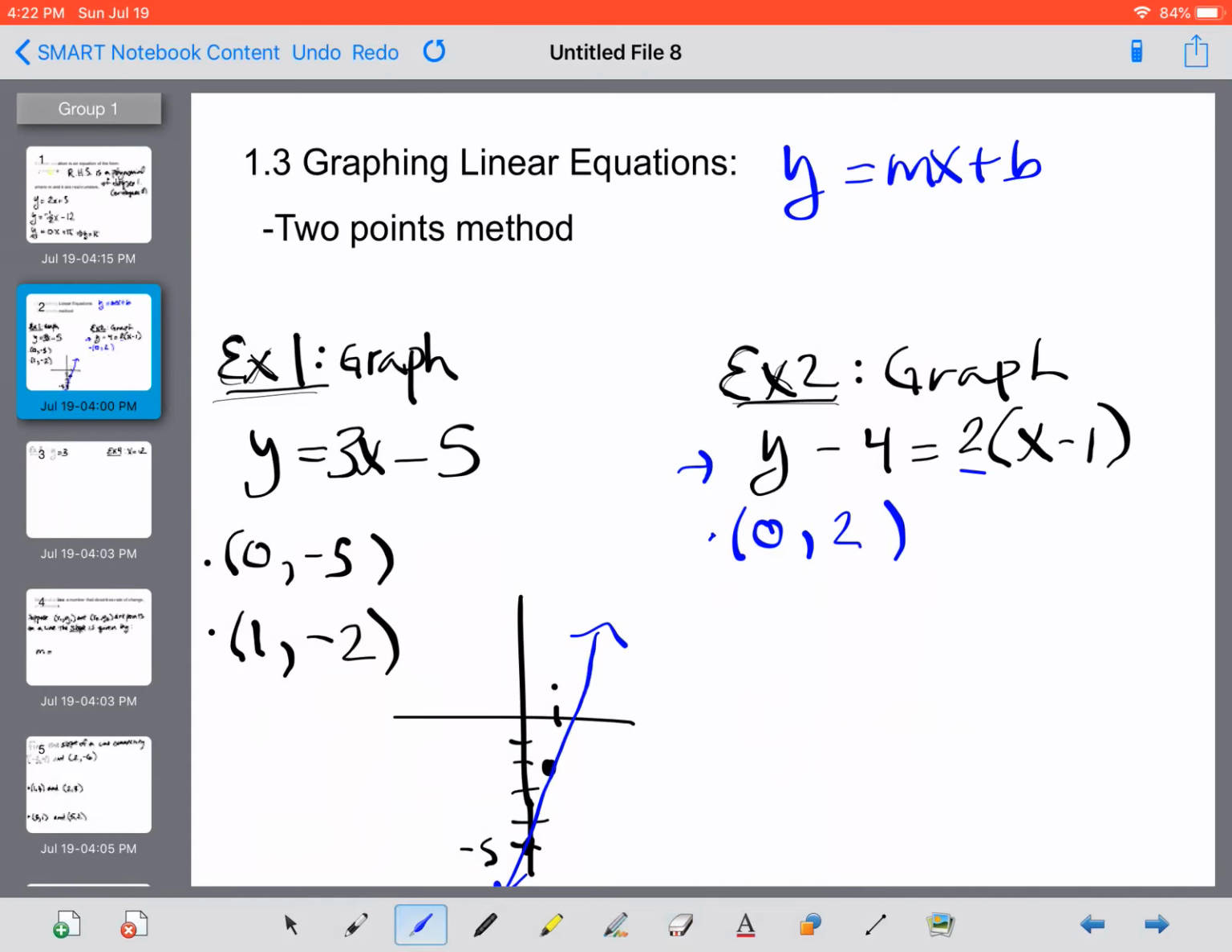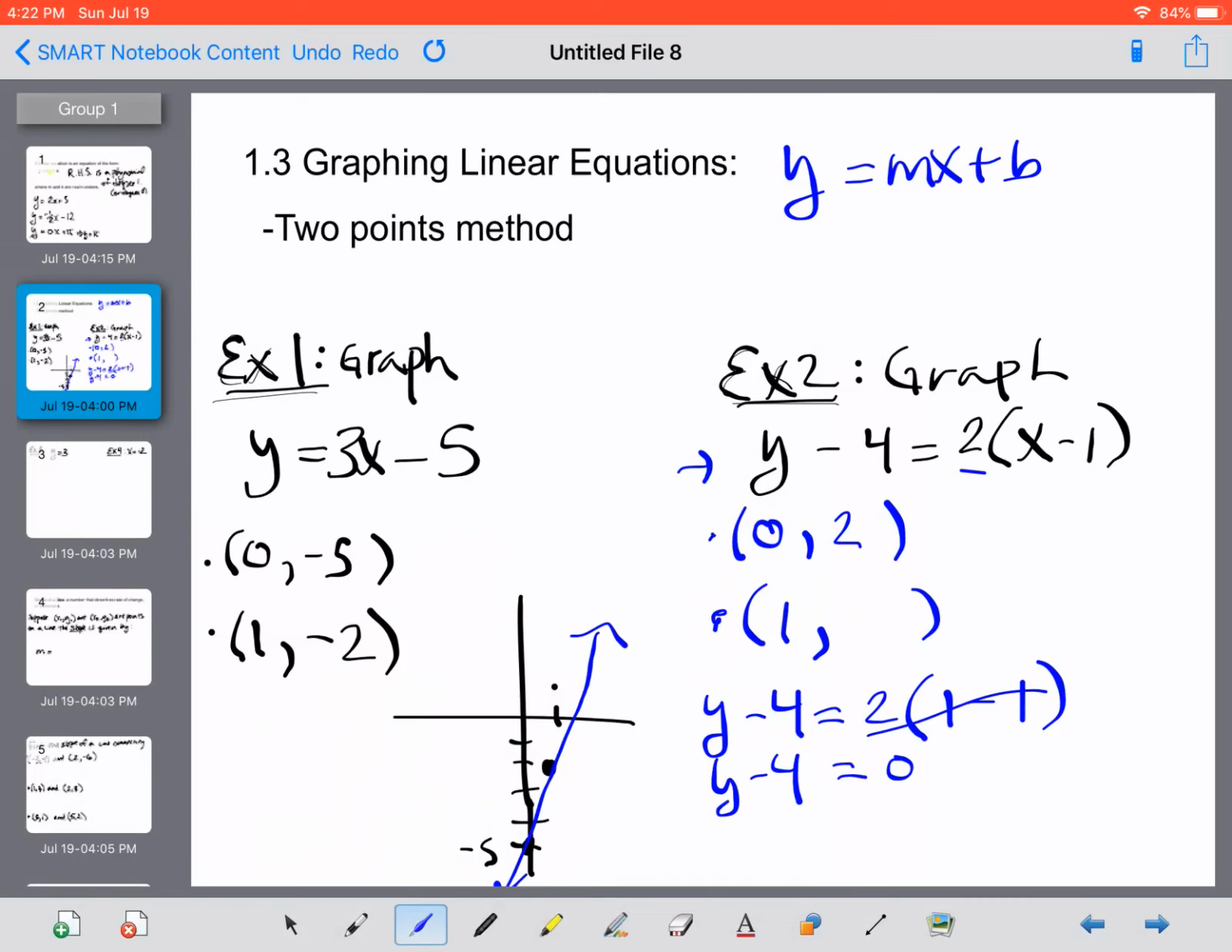We'll try the x value of 1, just like I did in the last example. So replace x with 1 in this equation. You'll get y minus 4 is equal to 2 times 1 minus 1. Well, 1 minus 1 is just 0, and 2 times 0 is 0, so the right-hand side is just 0. And moving that 4 over to the other side is going to give me y equals 4. Okay, so my other point is going to be the point (1, 4).